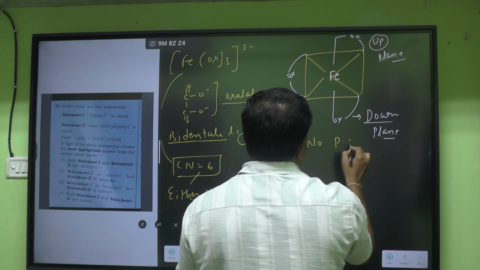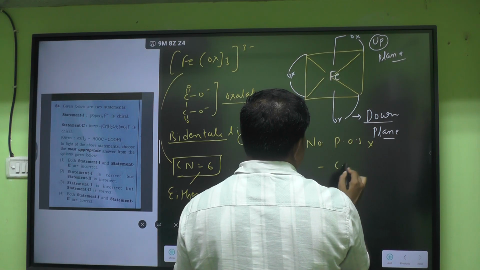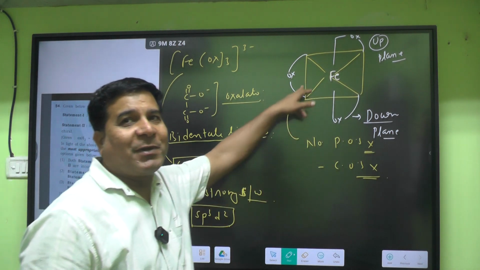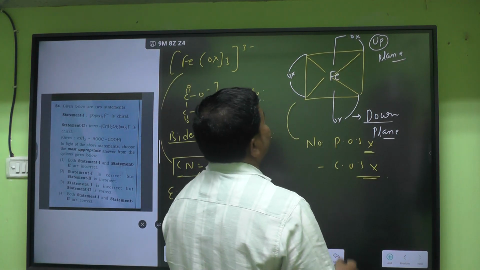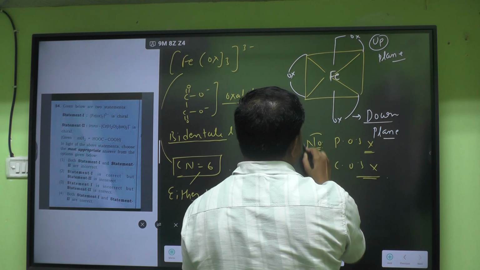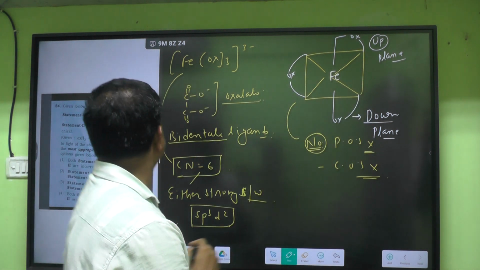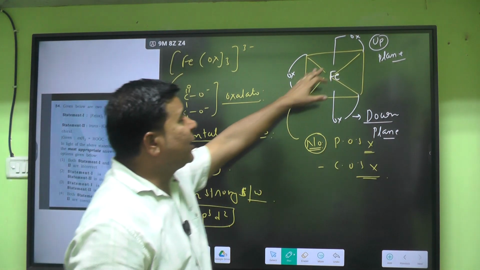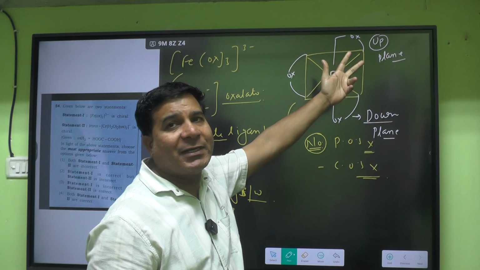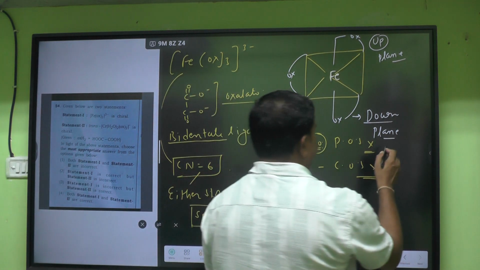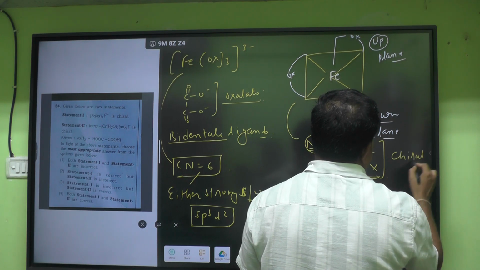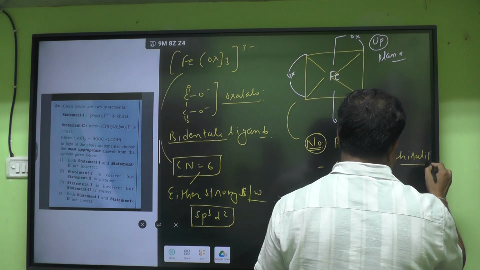No plane of symmetry, no center of symmetry. That's why it is optically active. It is the cis form. Remember, it does not matter whether it is cis or trans, with no plane of symmetry and no center of symmetry, it is optically active. That's why it shows chirality.